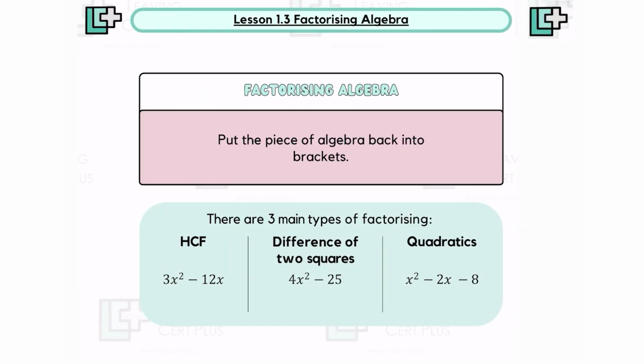This is lesson 1.3 and this is Factorising Algebra. First of all, what is Factorising Algebra? This is where we put the piece of algebra back into brackets. It's the opposite of lesson 1.1 where we had to multiply out brackets.